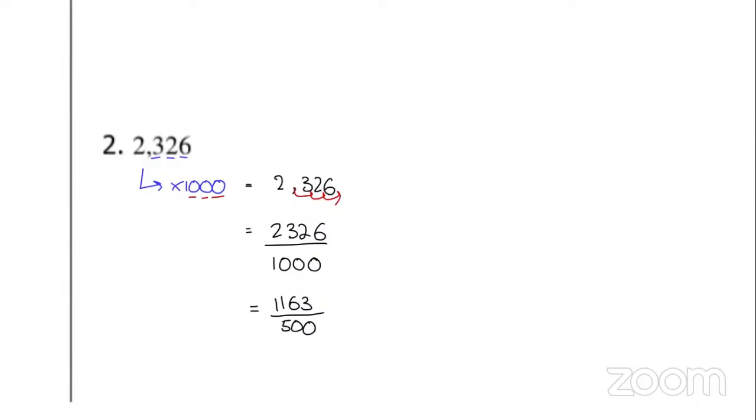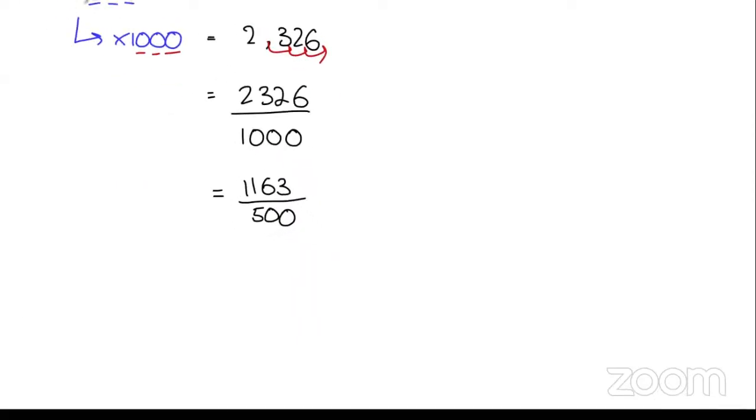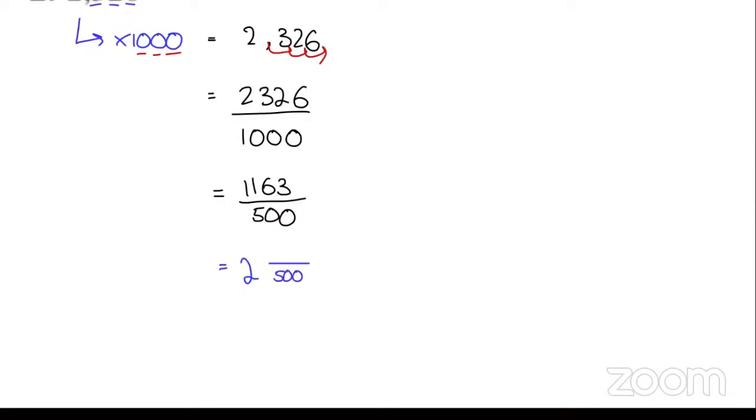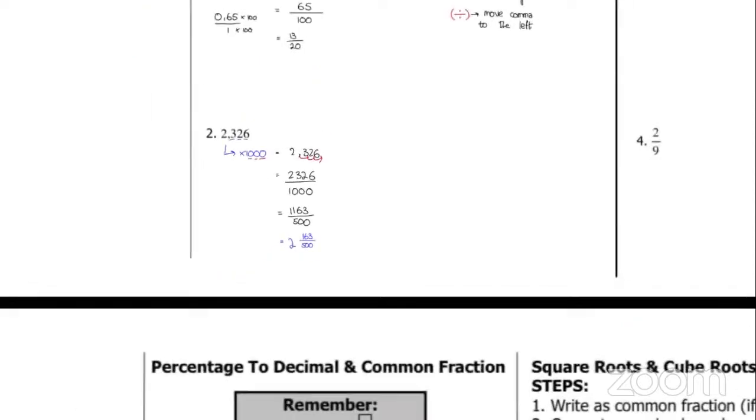Okay. So again, this is an improper fraction. We can convert it into a mixed number if you'd like. How many times is 500 going into 1,163? That would be 2 times, because 2 times 500 is 1,000. What am I left with? I'm left with firstly the same denominator, 500, and then 1,163 minus 1,000, which gives us 163. So 2 and 163 over 500, basically. Okay, so that's the final answer.